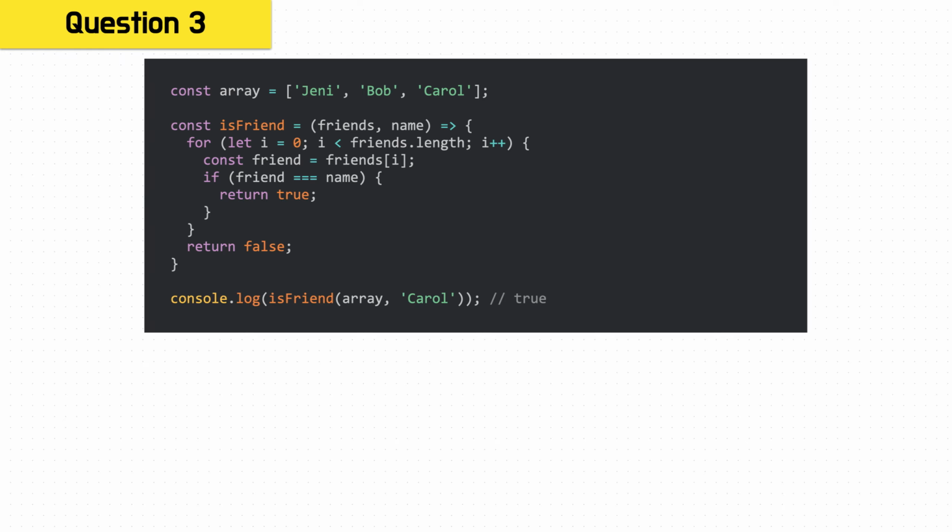Now we're writing a function. It's called isFriend. We're taking in an array of friends' names as strings, and then the name we want to find within this array. We iterate through each item. If that array item is equal to the name, we return true. Otherwise, we return false.